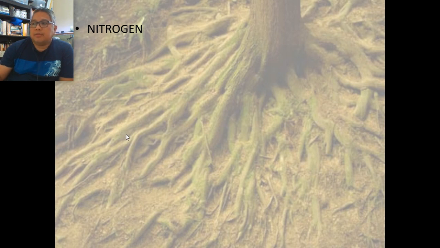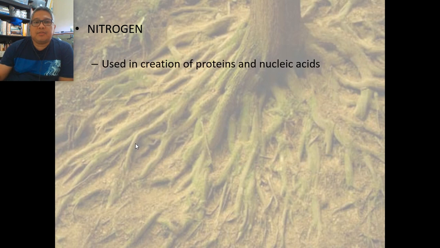We'll start with nitrogen. So we'll be looking at the essential elements that are needed by plants. Start with nitrogen, used in creation of proteins and nucleic acid.